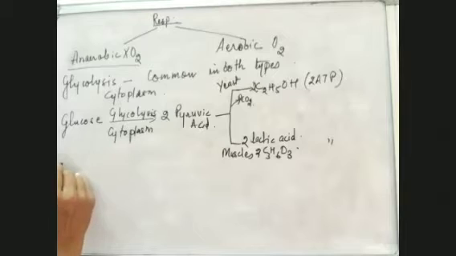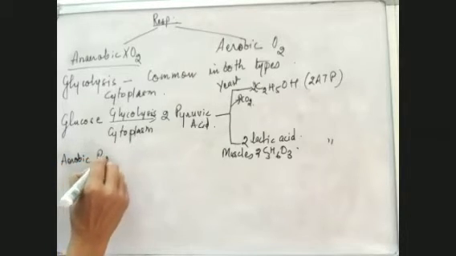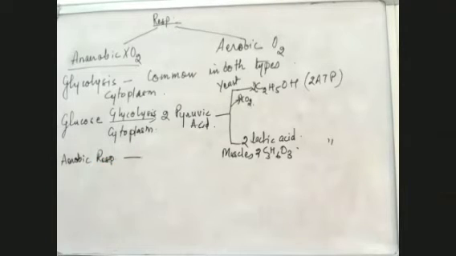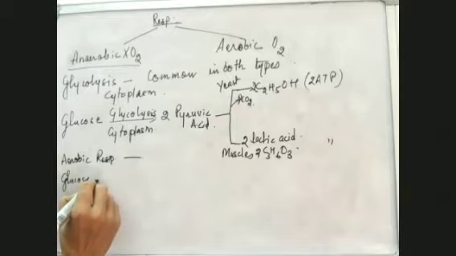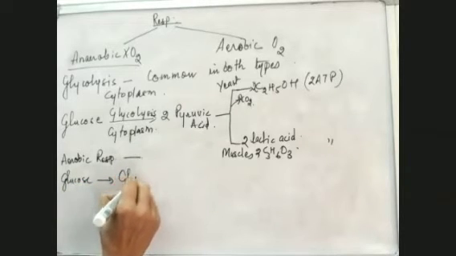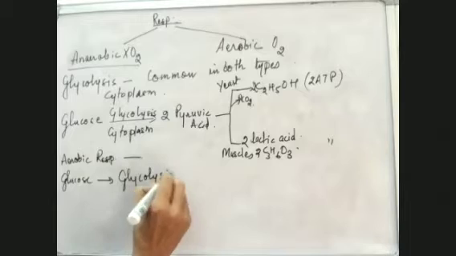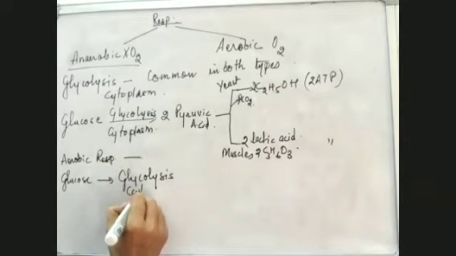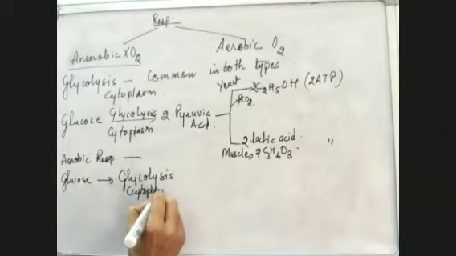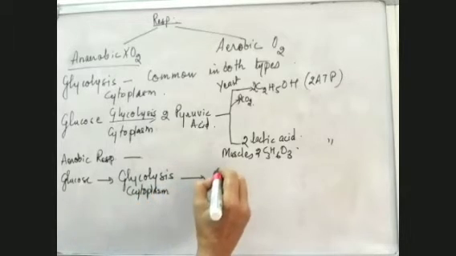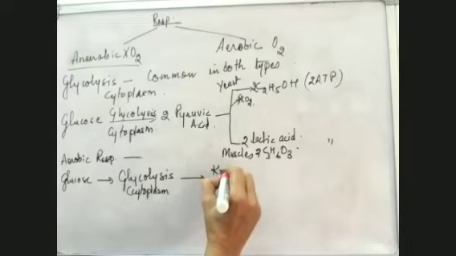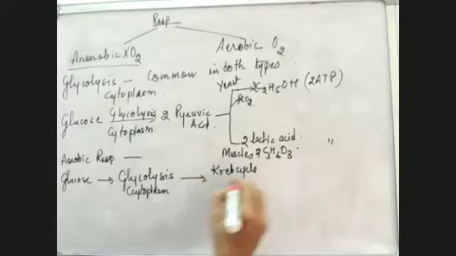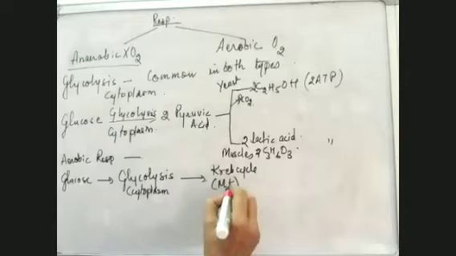When we come to aerobic respiration, what happens here? The glucose undergoes the process of glycolysis. This is the layout which I am telling you. This takes place in the cytoplasm, as you all know. And after this glycolysis, what takes place is the Krebs cycle. And this Krebs cycle takes place in mitochondria.